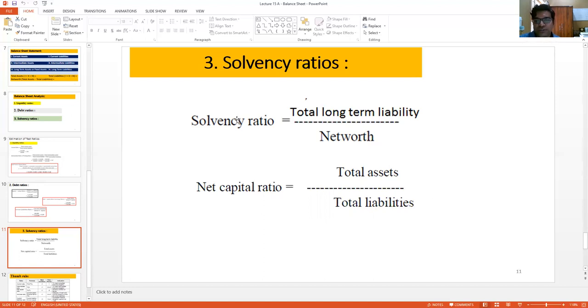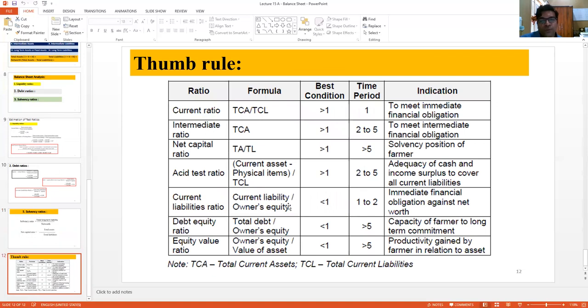Then we have solvency ratio. What we have? Total long-term liability upon net worth. This should be less than one, right? That is, whether the farmer is in a position to repay long-term loan or not with his net worth. So if the farmer is able to repay long-term loan, it means automatically he's in a position to repay intermediate as well as short-term loan. Right. Now we have thumb rule.